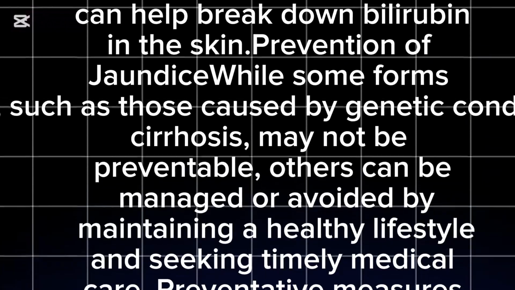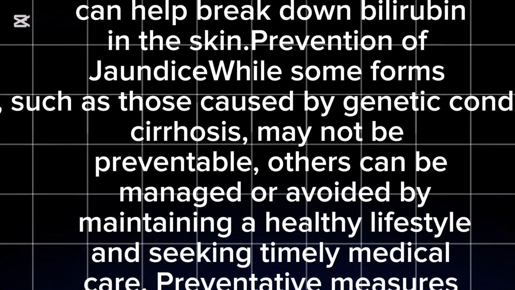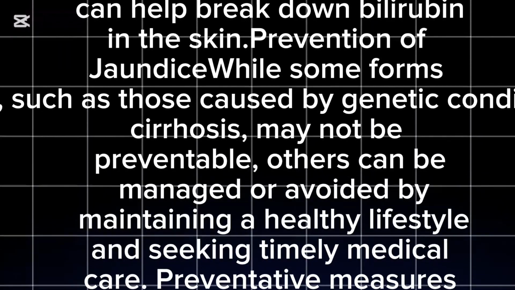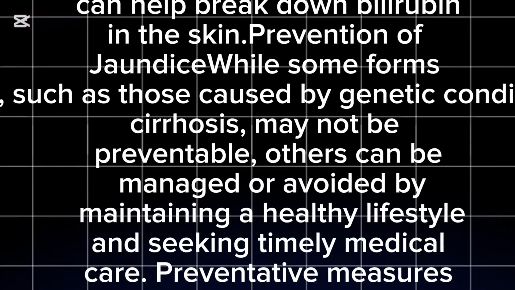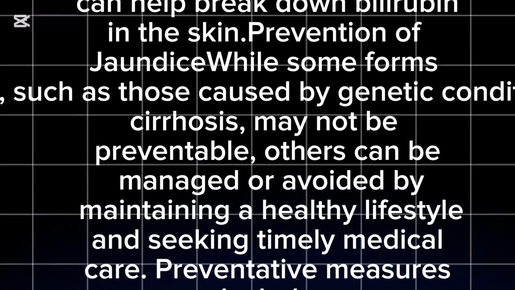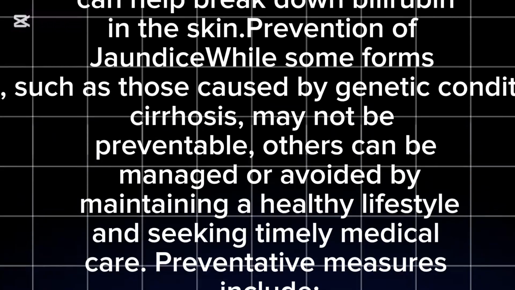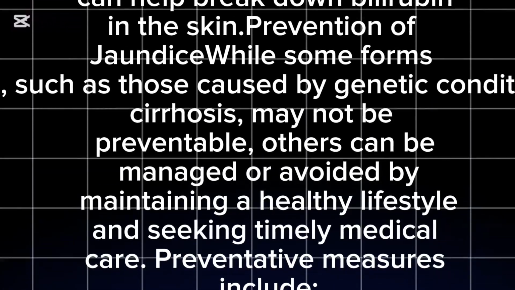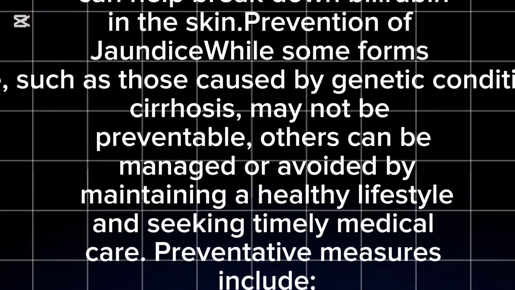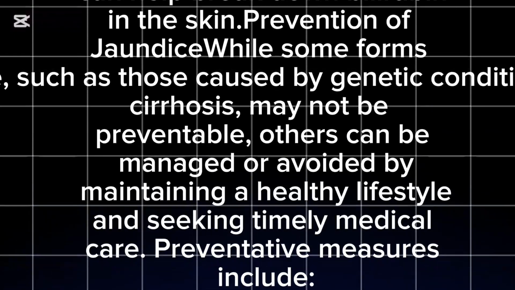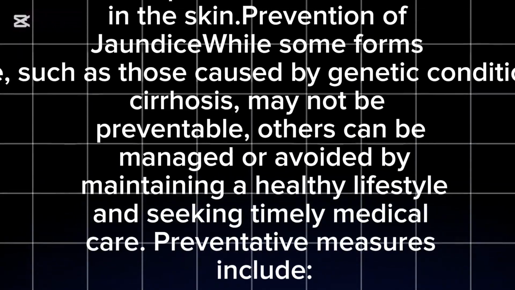Treatment of jaundice. The treatment of jaundice depends on the underlying cause of the condition. Some general treatment options include managing hemolytic anemia. In cases where jaundice is caused by excessive red blood cell breakdown, treating the underlying condition, e.g., blood transfusions, medications, is necessary. Liver disease treatment. For hepatitis or cirrhosis, antiviral drugs, lifestyle changes, such as avoiding alcohol, and medications to manage complications, e.g., diuretics for fluid retention, may be prescribed. Bile duct obstruction. If jaundice is caused by a blockage, procedures to remove gallstones, drain the bile ducts, or treat tumors, e.g., surgery, stent placement, or chemotherapy, may be necessary. Phototherapy. In newborns and infants with jaundice, phototherapy, light treatment, can help break down bilirubin in the skin.